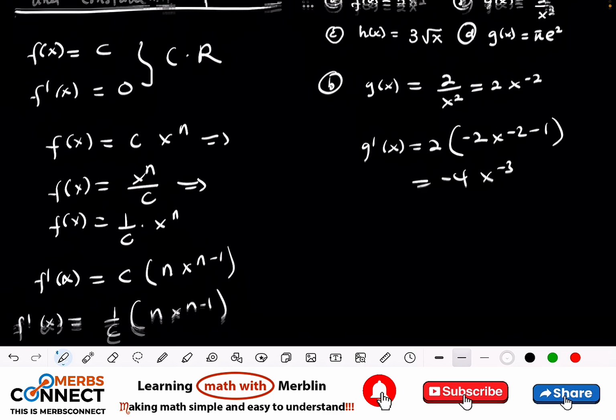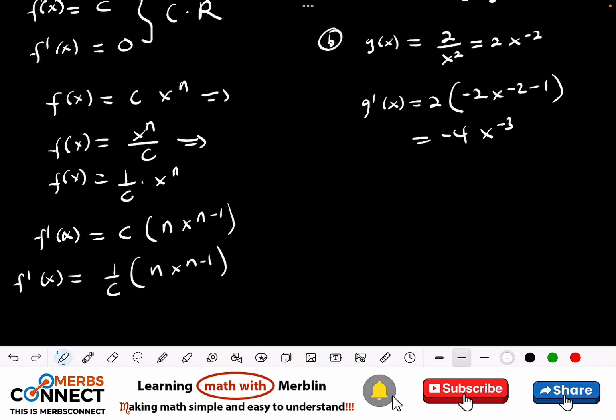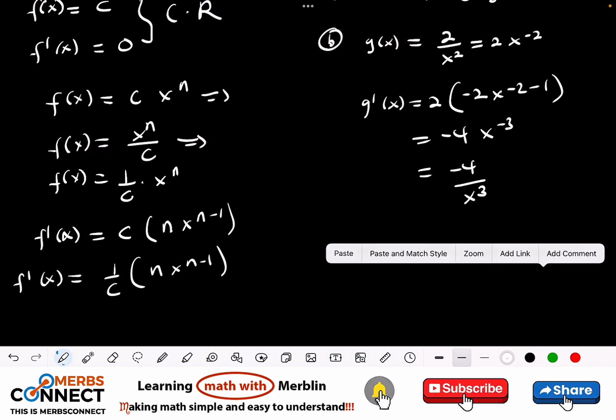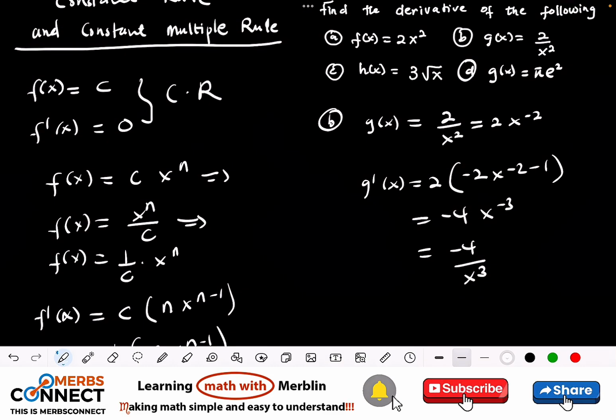And if I want to go ahead and simplify it further, then this one is minus 4 divided by x to the power 3, right? So that is what I'm going to get. So as we are learning them, when you finish, you can write your own example to try it, right? So I wrote 2 divided by x squared. You can write something like 1 divided by x to the power 3. Then you try doing them.